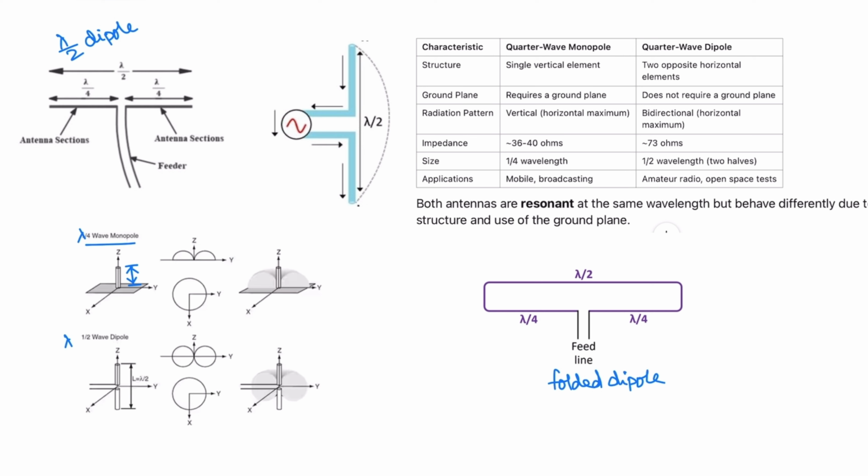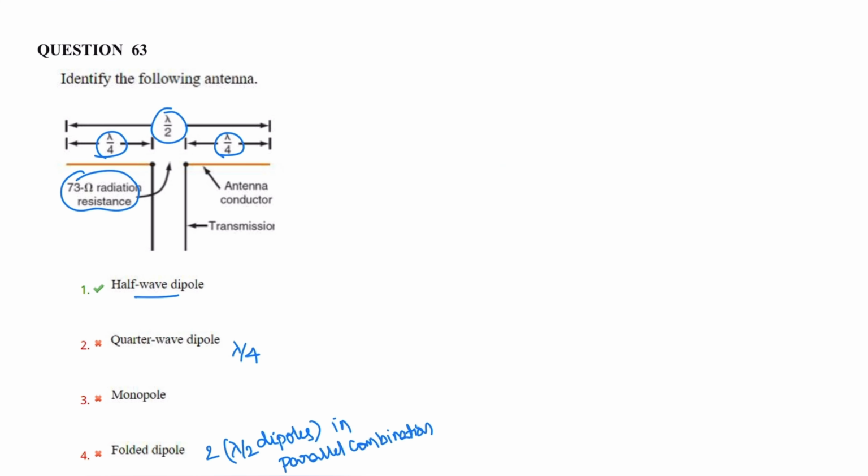And this is lambda by 2 dipole antenna. From the question, the correct answer is half wave dipole. Let us see some more points related to half wave dipole. For half wave dipole antenna, length of antenna is lambda by 2.